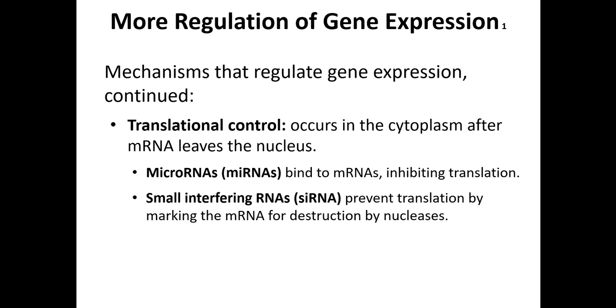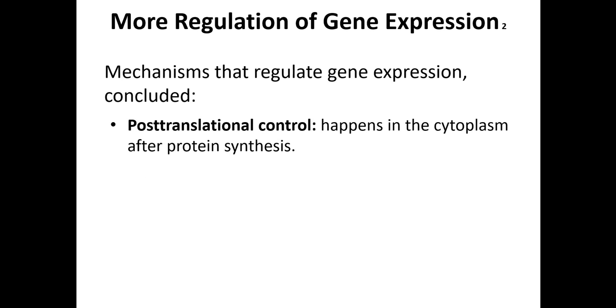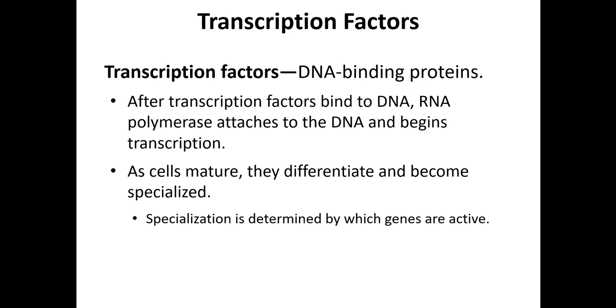MicroRNAs, miRNAs, bind to mRNA for inhibiting translation, and also siRNAs can prevent translation by marking the mRNA for disruption by nucleases. Post-translational control can also happen in the cytoplasm after protein synthesis occurs. Transcription factors are DNA-binding proteins. After a transcription factor binds to DNA, the RNA polymerase can attach to DNA and begin transcription. As cells mature, they differentiate and become specialized, and specialization is determined by which genes are active.